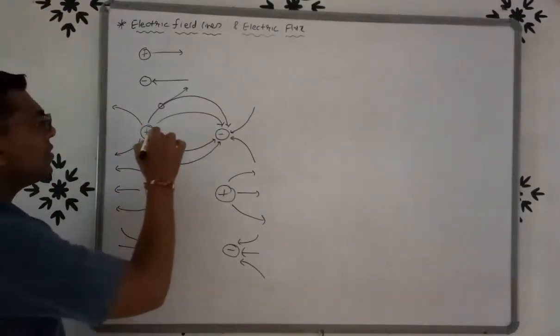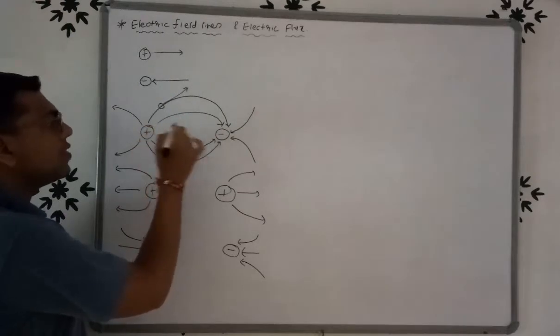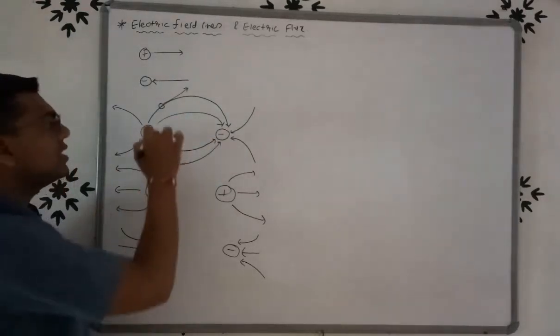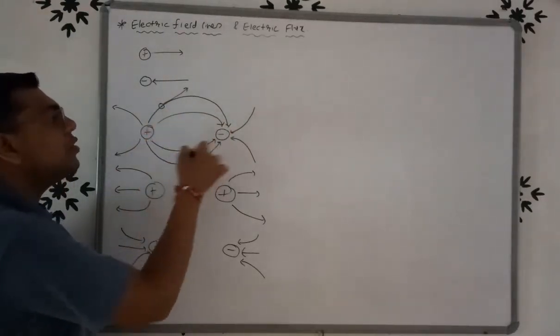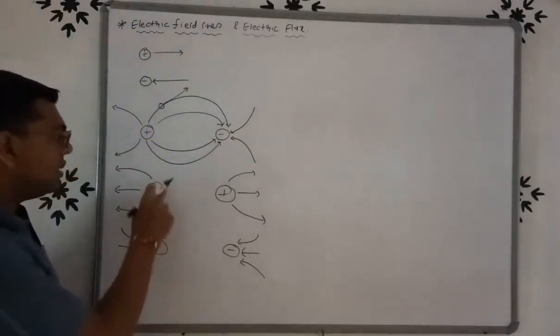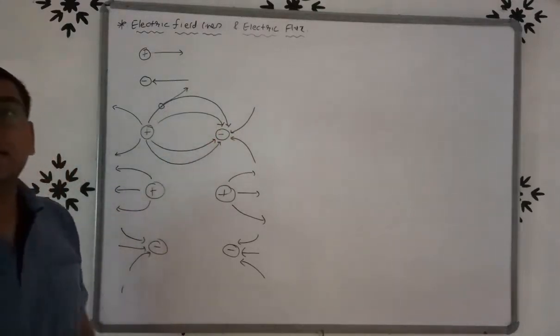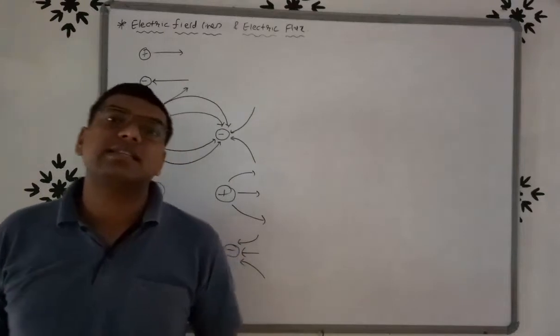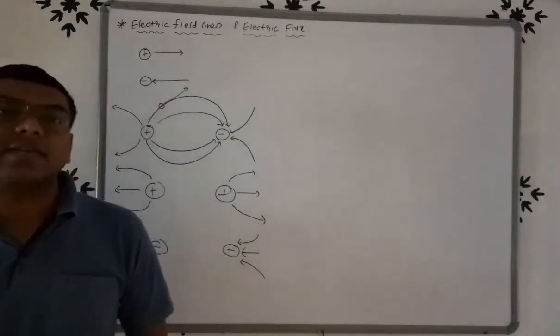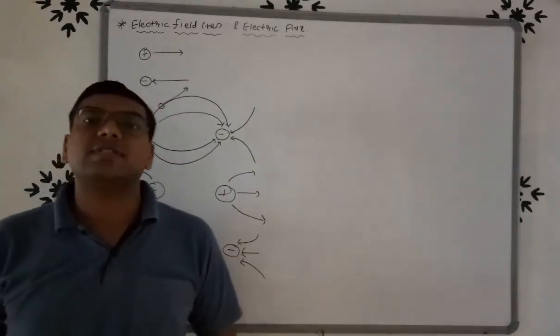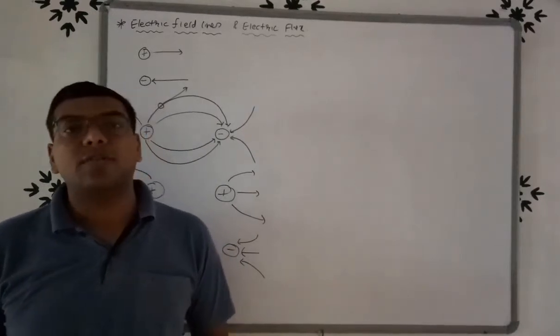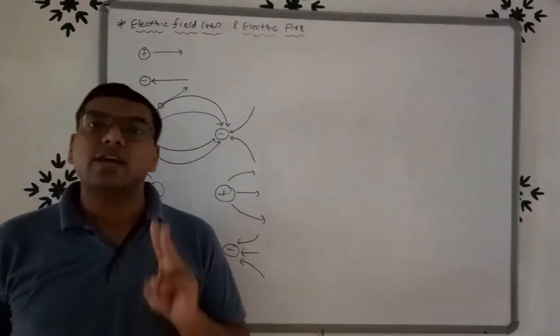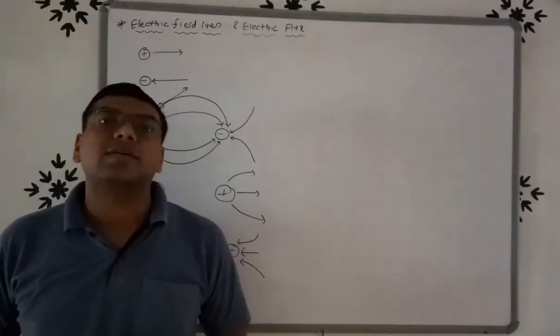Second, here you can see this is the positive and this is negative charge. There will be no closed loop in these three figures. So the second characteristic is, electric field lines don't create closed loops.